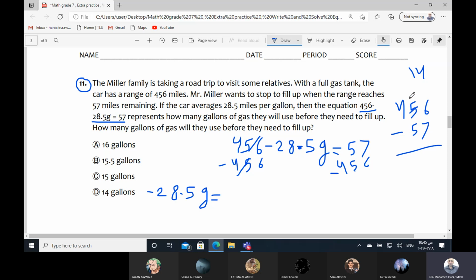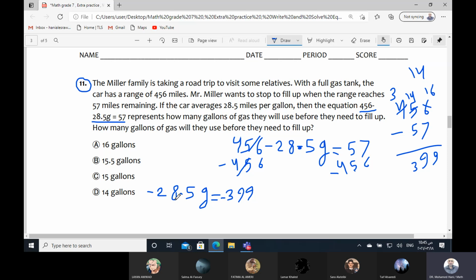Borrow 1 from here, here will be 4 and here will be 16. 16 minus 7 will be 9. Now 4 minus 5, we cannot do this operation. Borrow 1 from here, here will be 3 and here will be 14. 14 minus 5, 9, then drop 3. So equal 399 minus, because here we have minus.